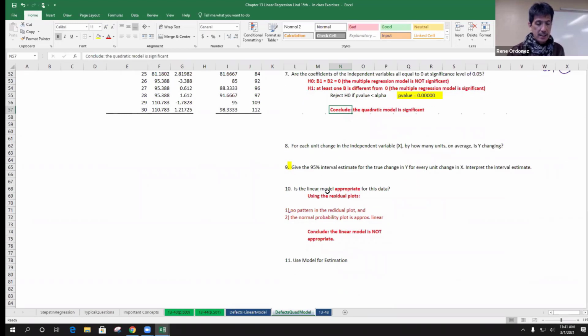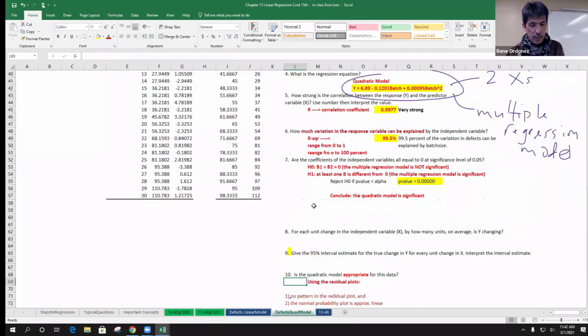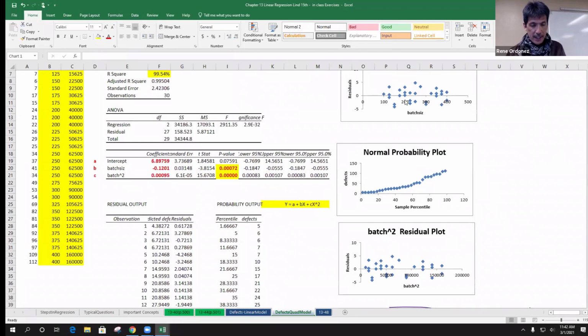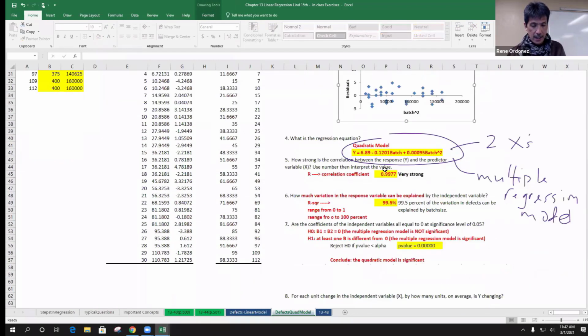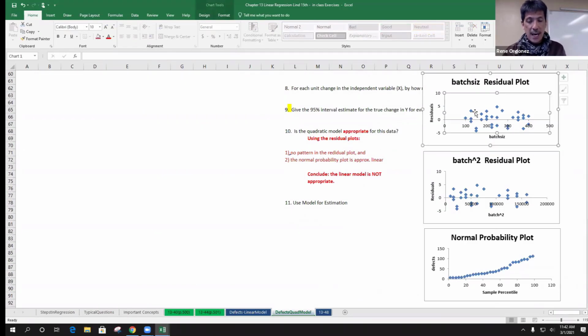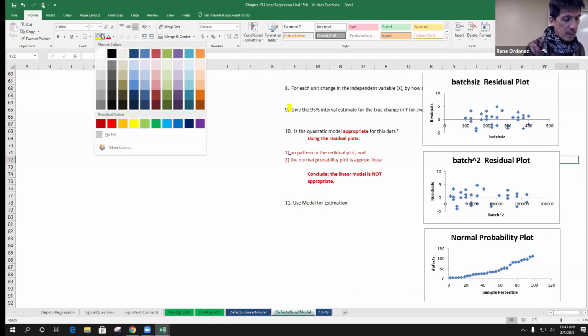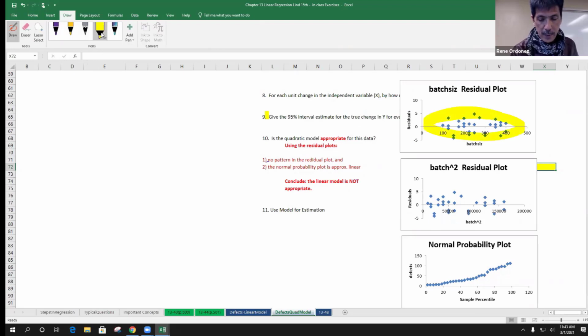So let's skip down here. Is the quadratic model appropriate for the data? Again, looking at the residual plots, let me copy these plots and move them down here. Okay, so the first plot is batch size, the first predictor variable, right? Do you observe any pattern here? Or is it pretty much random? So this one is pretty much random, right?